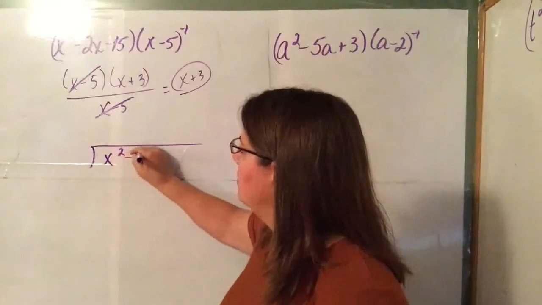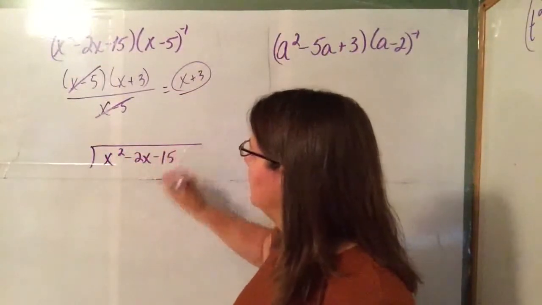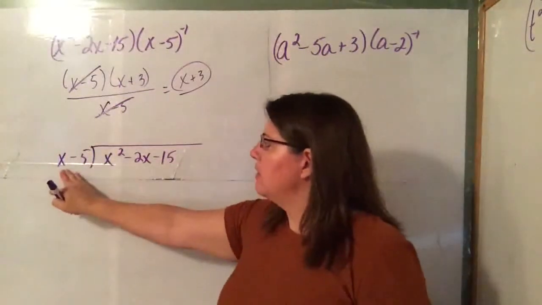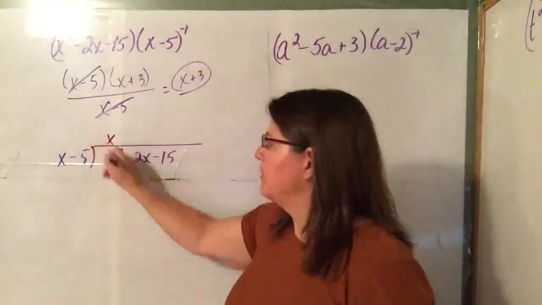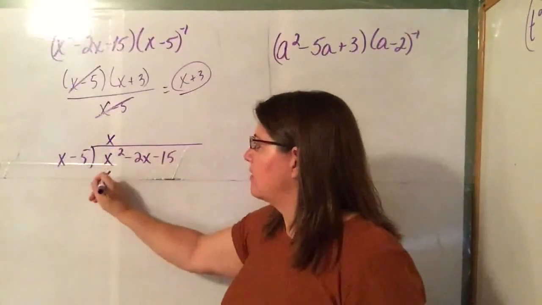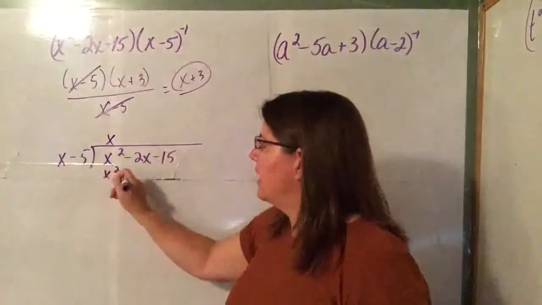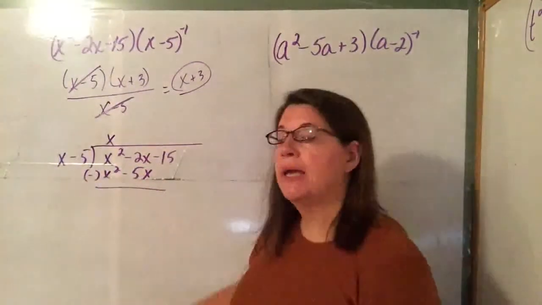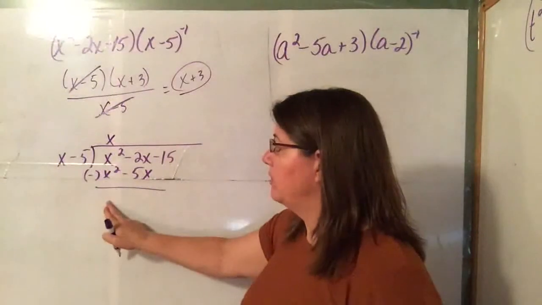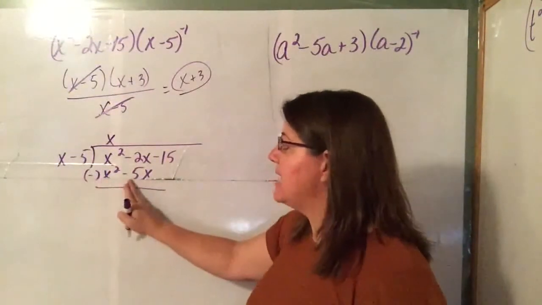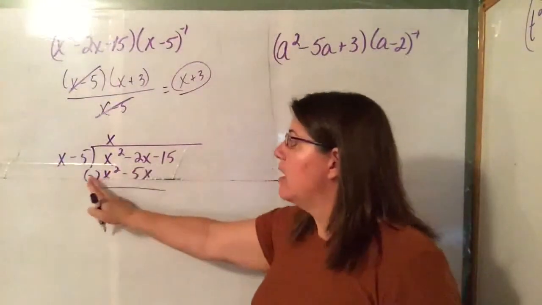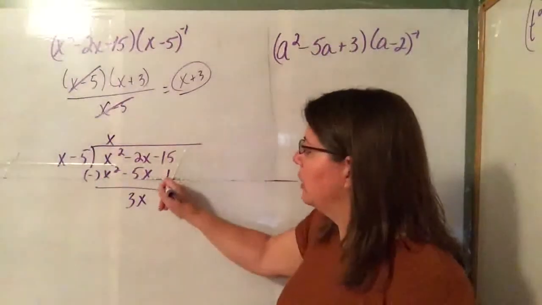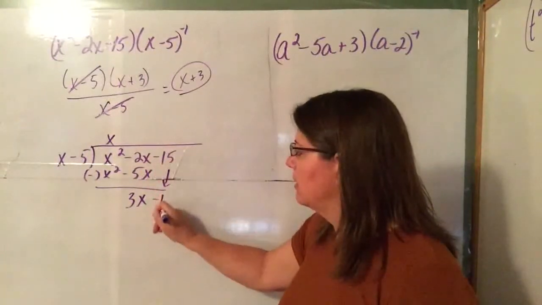So that's x squared minus 2x minus 15 divided by x minus 5. So x goes into x squared x times. X times x is x squared. X times negative 5 is negative 5x. I'm going to subtract. Then x squared minus x squared is 0. Negative 2x minus negative 5x. That's negative 2x plus 5x, which would be a positive 3x. Then I'm going to bring down my minus 15.